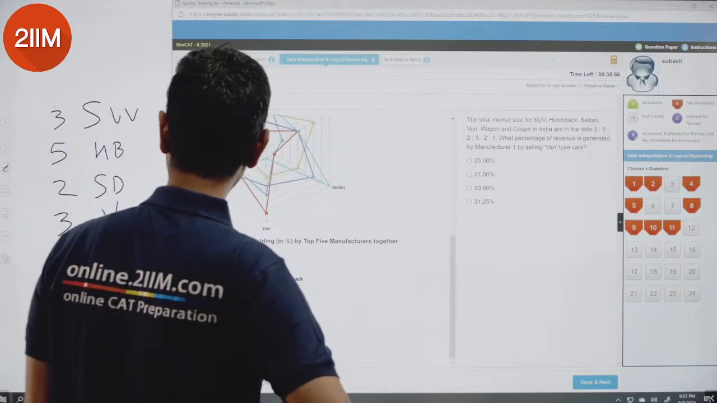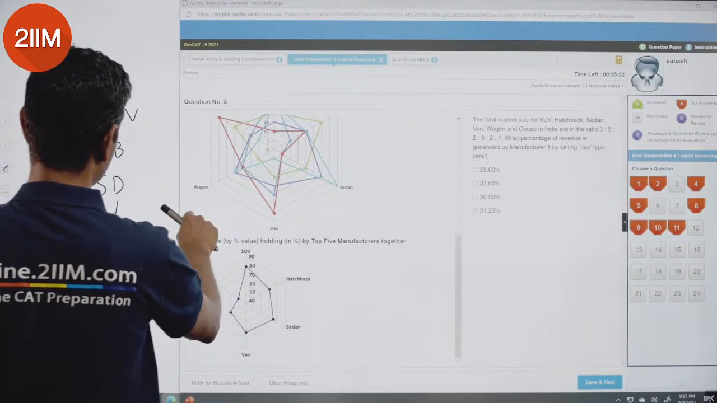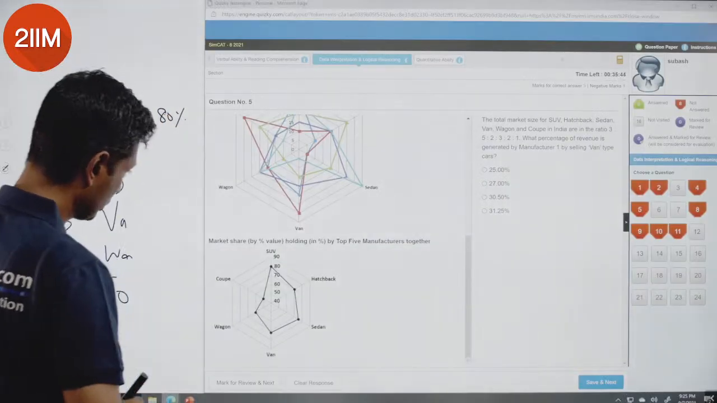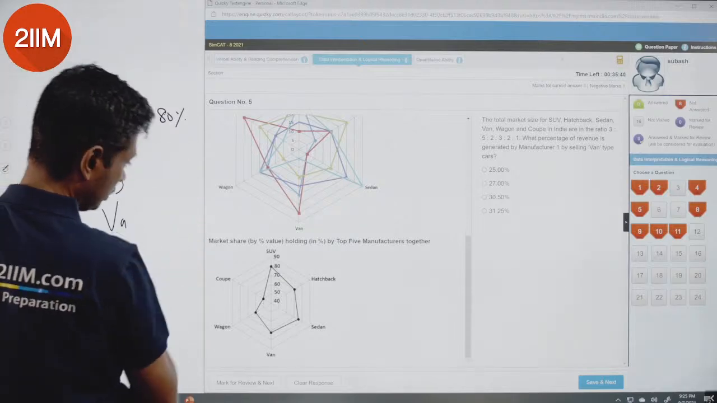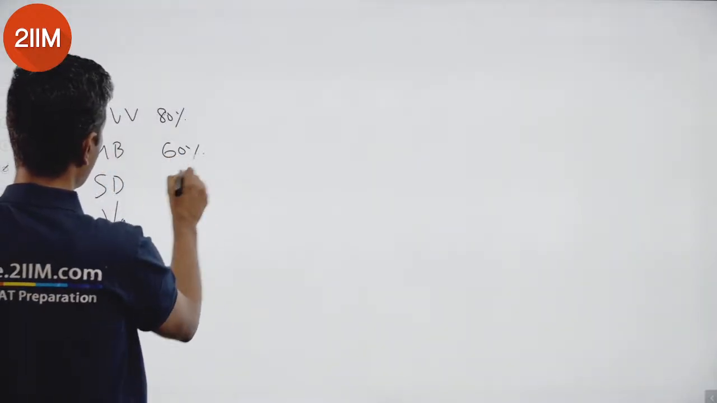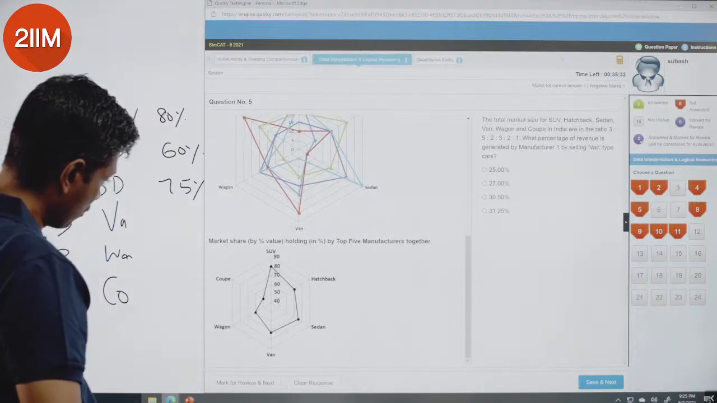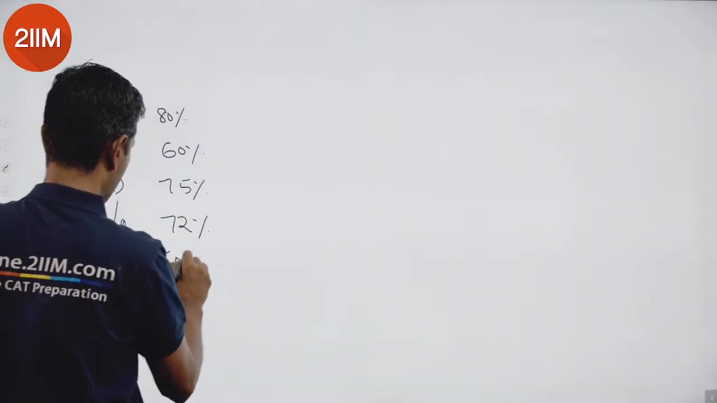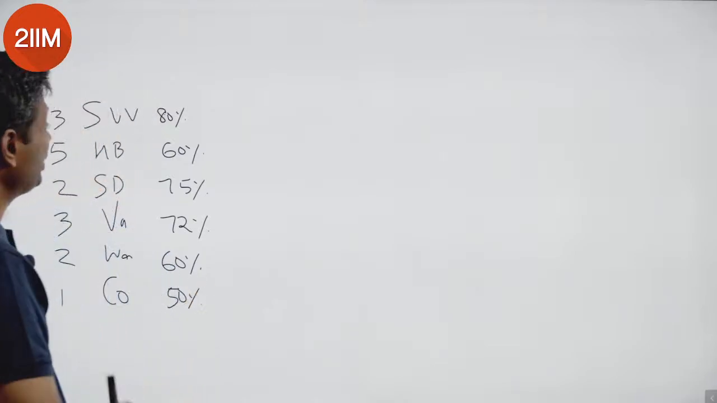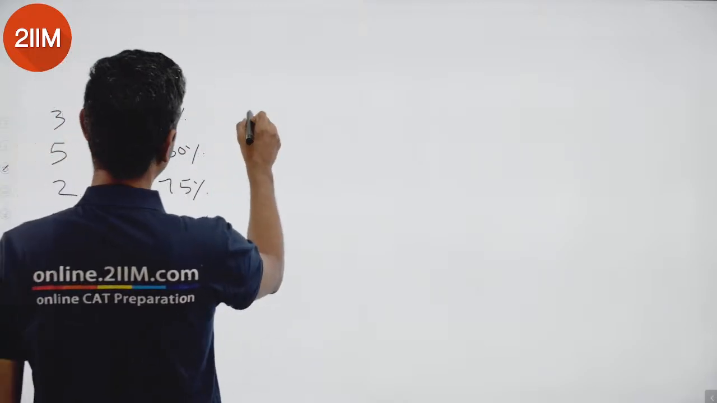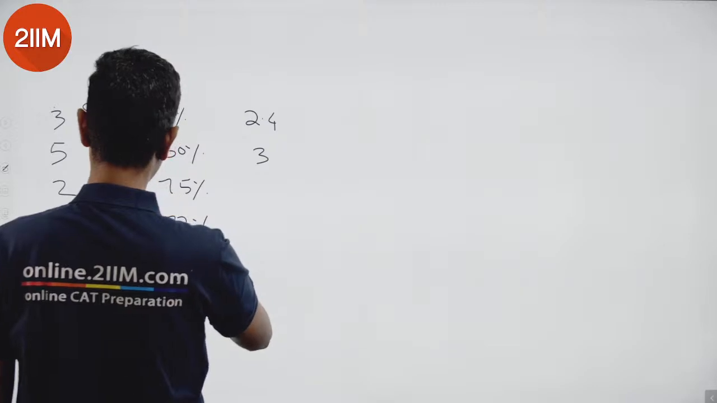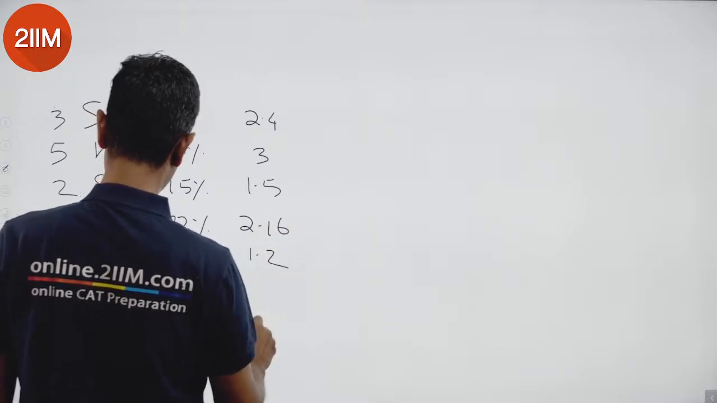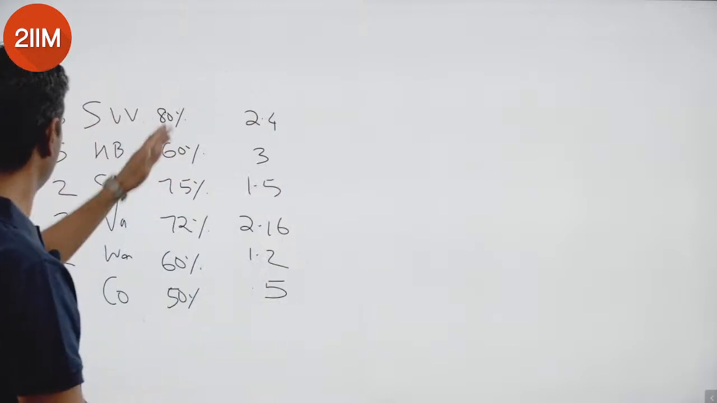Fine, so each of this we know. SUV is 80%. Hatchback is 60%. 60, 75. Van is 72, 60, 50. So these 5 have this share. So the numbers they have are going to be 2.4, 3, 1.5, 2.16, 1.2 and 0.5. This is the actual number. This is the market size, this is the share. Lovely.